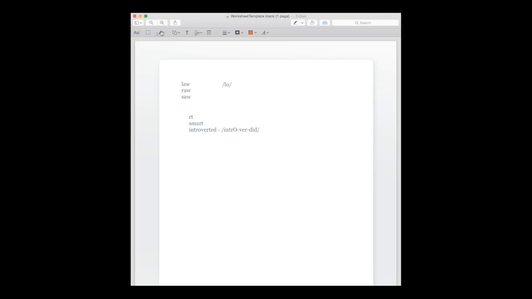Okay, so the introverted, let me see if I can get the tools I need here. Introverted. So there are actually two syllables that are stressed. The first one is getting the primary stress. The third is getting the secondary stress. So introverted, introverted. Exactly, that's perfect. So think of it as kind of like you're starting on a hill on the stressed part of the syllable. So introverted, introverted. Okay, introverted. Yeah.